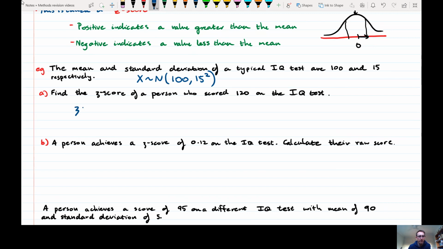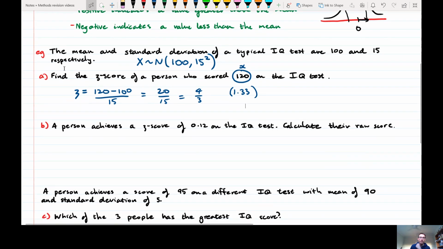Well, to find the z-score, z is going to be x, and that's the variable value, which in our case is 120. There's our x. So 120 minus the mean of 100 over the standard deviation of 15. And that comes out being 20 over 15, which is 4 over 3. Now, on tech free, that's where you leave it, unless you've been asked for decimals, in which case it'll be 1.3 recurring, but they'd ask you to round it off. But unless asked, leave it as 4 over 3.